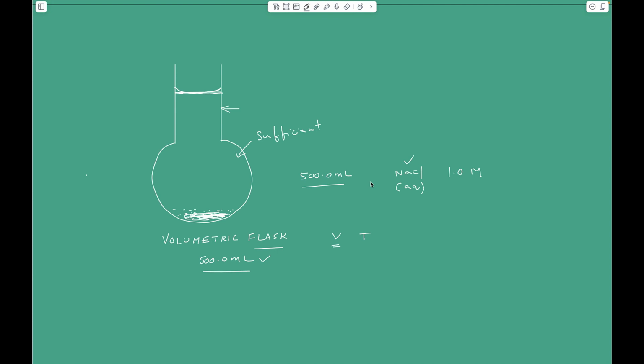Now you may ask, does it not bother you that you do not know the volume or the mass of water needed to make 500 ml of this solution? All we are saying is add sufficient amount of water, and I still do not know the volume or the mass of water needed to make this solution. Does it not bother you?